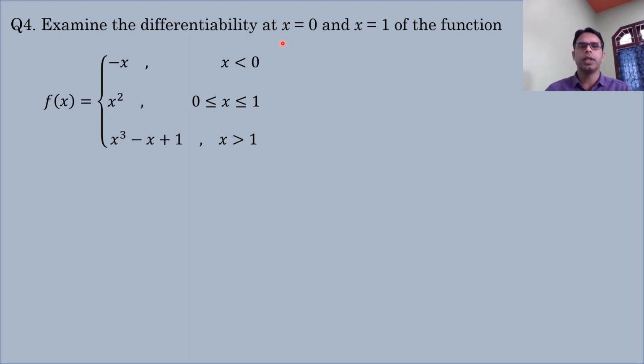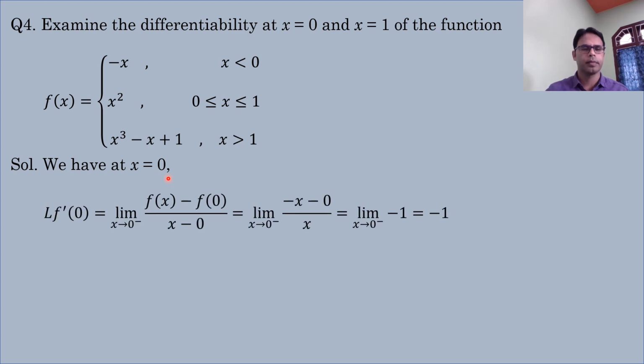So first of all, we will check the differentiability of this function at the point x equal to 0. We check differentiability by finding the left hand derivative and the right hand derivative, that is, Lf'(0) and Rf'(0). Lf'(0) means the left hand derivative of the function f(x) at the point x equal to 0, and this is the definition of differentiability.